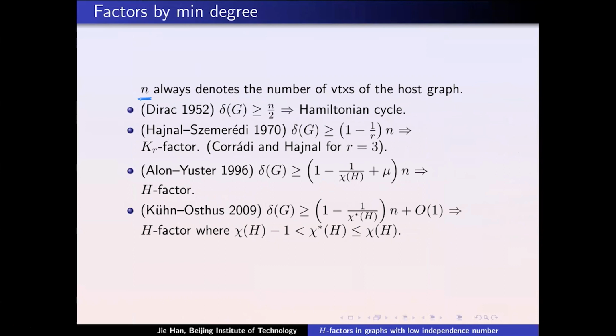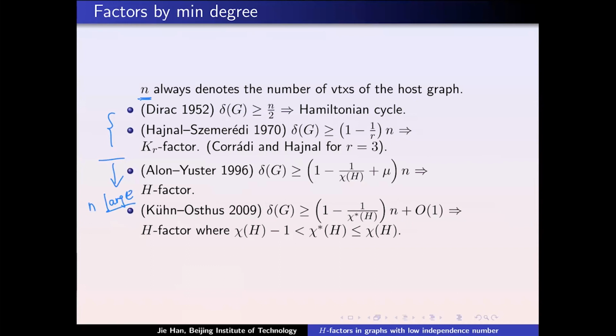The first result in this direction is Dirac's result on Hamiltonian cycles. Back in 1952, he proved that if δ(G) is at least n/2, then G contains a Hamiltonian cycle. A bit later, in 1970, Hajnal and Szemerédi proved that if δ(G) is at least (1 − 1/r)n, then the graph G has a K_r-factor, where the case r = 3 was obtained previously by Corrádi and Hajnal. These first two results hold for every n, well, not quite, because the second one requires divisibility, but essentially for all possible n. But all later results require n to be sufficiently large.